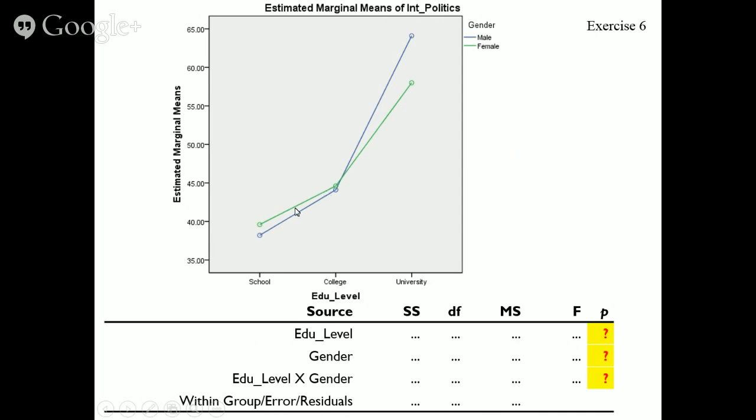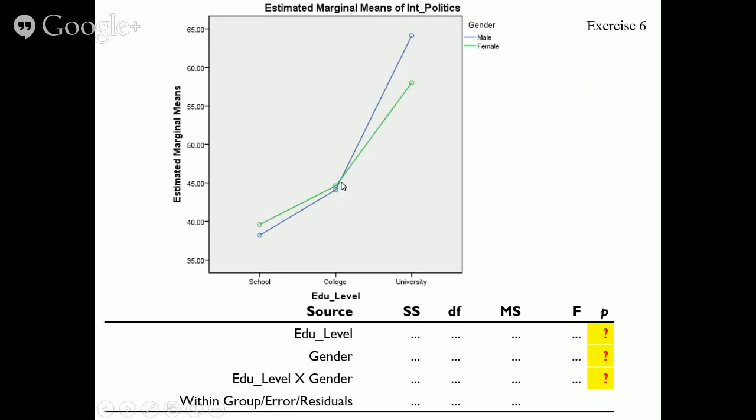Here's one. The mean of education level: school, college, university. Yes, the mean of school is down here, college is here, and university is very high. So the politics level is very different based on which schooling level you had. However, the effect of male versus female isn't very big, and it kind of reverses a little bit there.